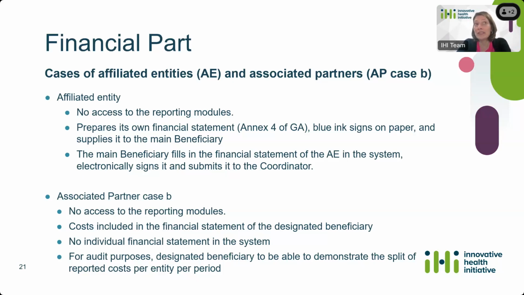For the associated partner, they also have no access to the reporting module. The costs need to be included in the financial statement of the designated beneficiary. There will be no individual financial statement in the system, because the cost will be included in the financial statement of the designated beneficiary. So that's a difference from the affiliated entity. And for audit purposes, the designated beneficiary needs to be able to demonstrate the split of the reported cost per entity and per period.